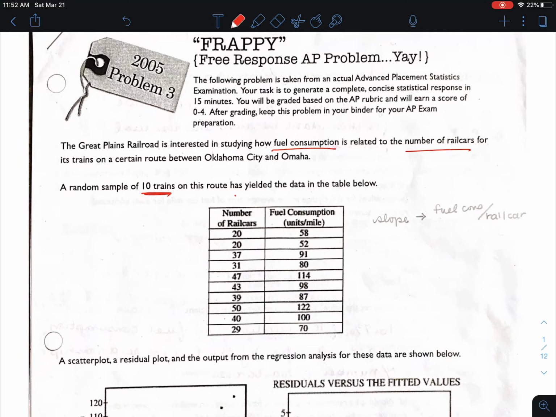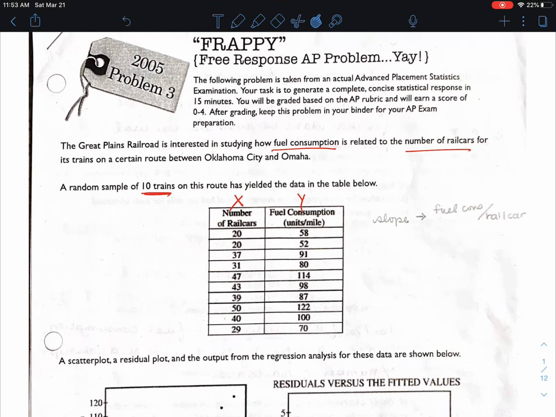Okay, this left column, which is going to be our X values, that's the number of rail cars that the train is pulling, and then our Y variable is the fuel consumption. So like how much fuel is that train having to consume in units per mile. With gasoline, it's gallons per mile. So for this train that's pulling 20 rail cars, they had to use 58 units of fuel per mile that they were pulling that train.